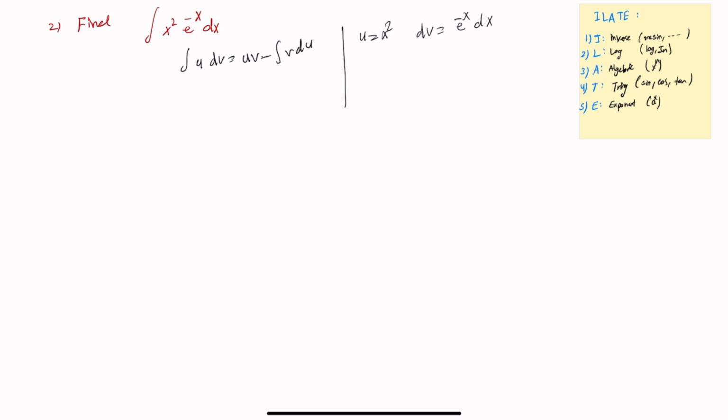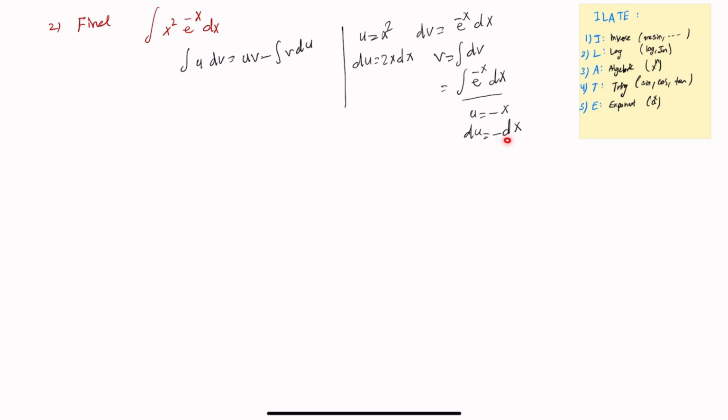Here we want to find also v and du. So du is going to be equal to 2x dx, and v is going to be the integral of dv. That's gonna be the integral of e to the minus x dx. Now how are we gonna find this integral? Let's try u substitution in here. I'm gonna set u equal to minus x, and then du is going to be equal to minus dx.